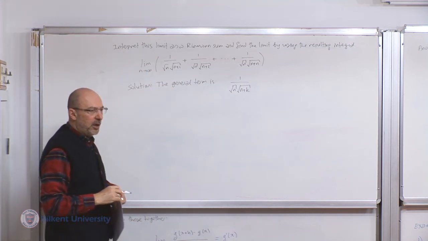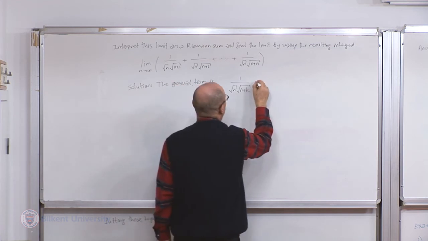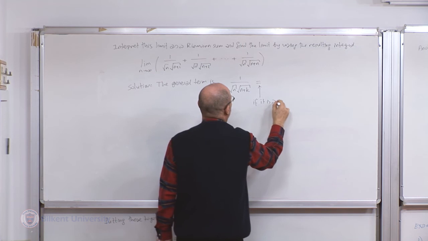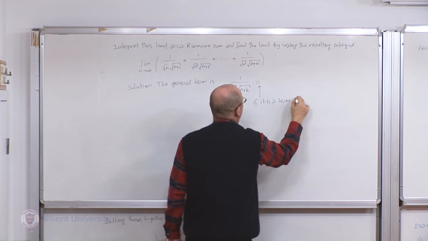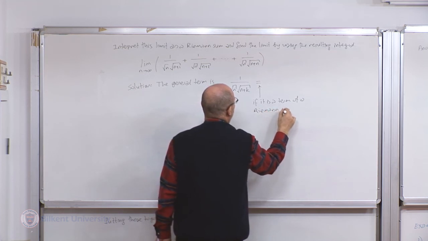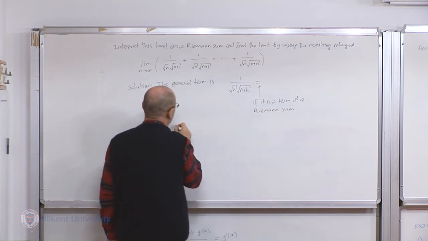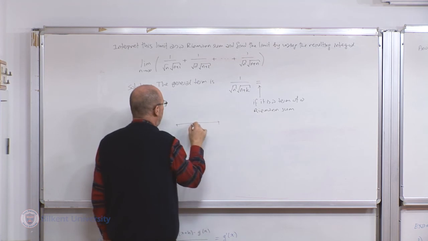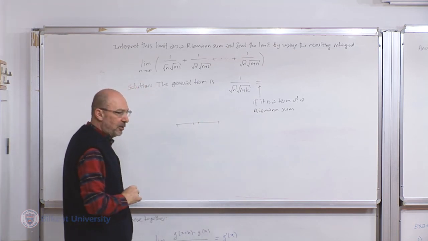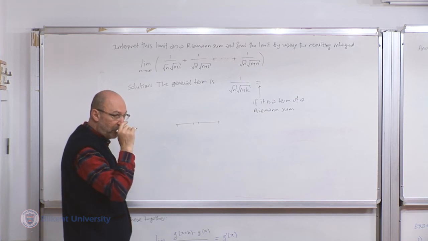If this is going to be a Riemann sum, it must be something like this, if it is a term of a Riemann sum. I'm taking an interval, and generally I prefer, first I try 0 to 1 maybe, and later on you can change it.